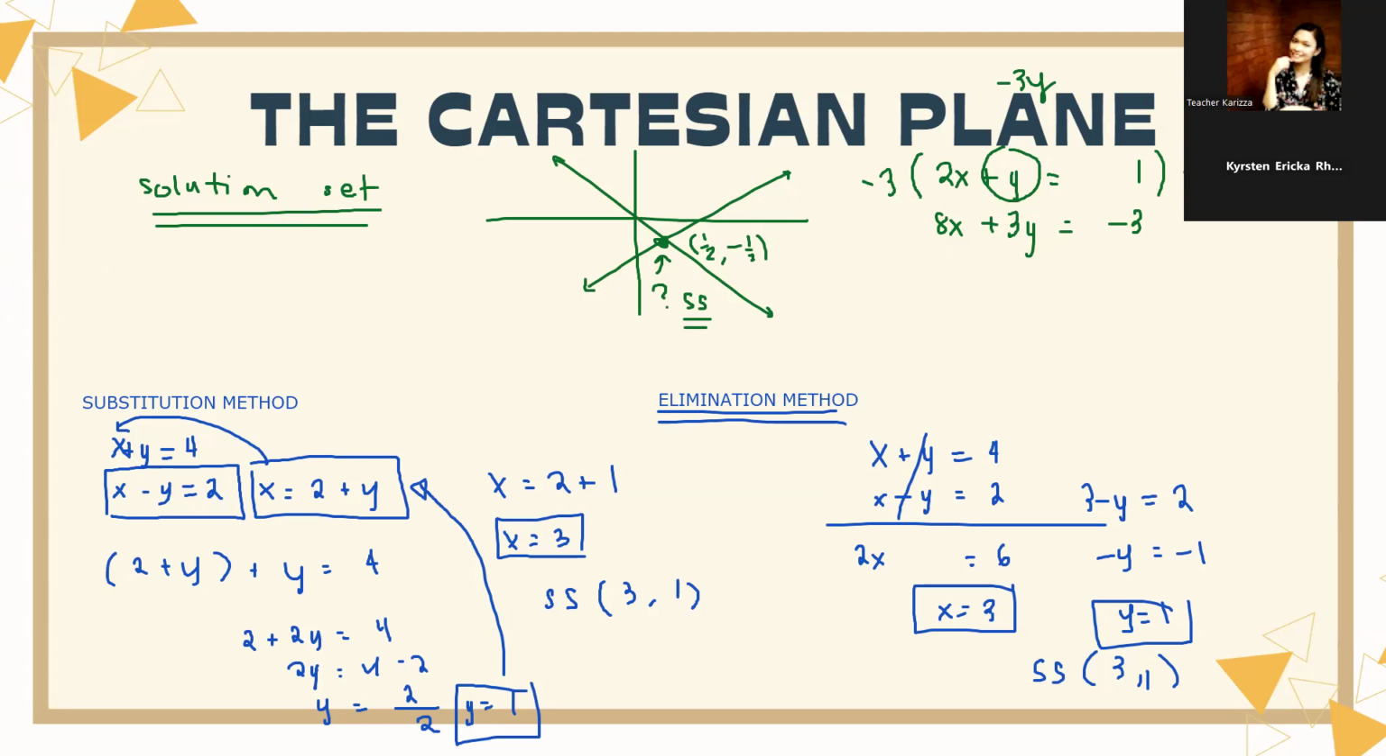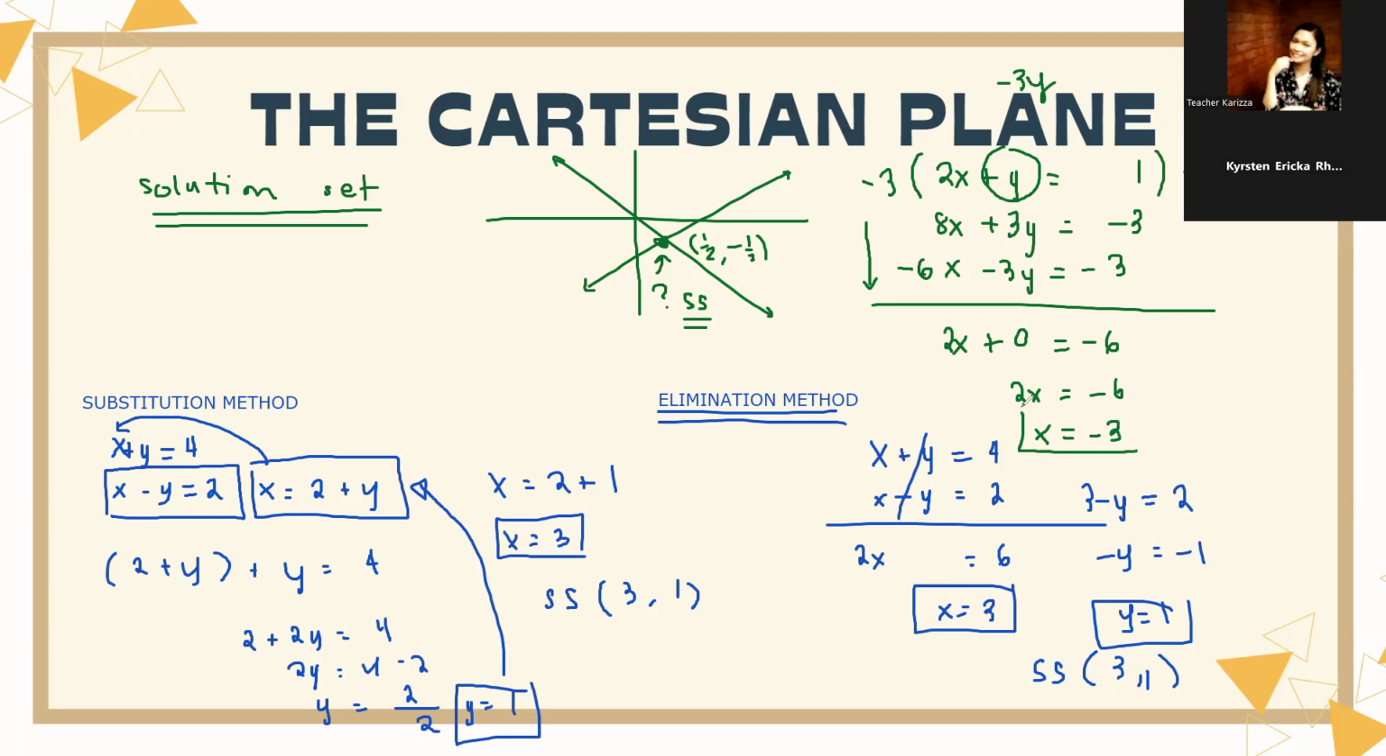Nasundan so far? Po. So we have negative 6x minus 3y is equal to negative 3. Pwede ka na siyang i-add. So literally, you just stack both equations on top of each other and then add them. So 8x minus 6x is 2x. 3y minus 3y is 0. 3 minus 6 is negative 3... negative 3 plus negative 3 is negative 6. And then you get 2x is equal to negative 6. X is equal to negative 3.